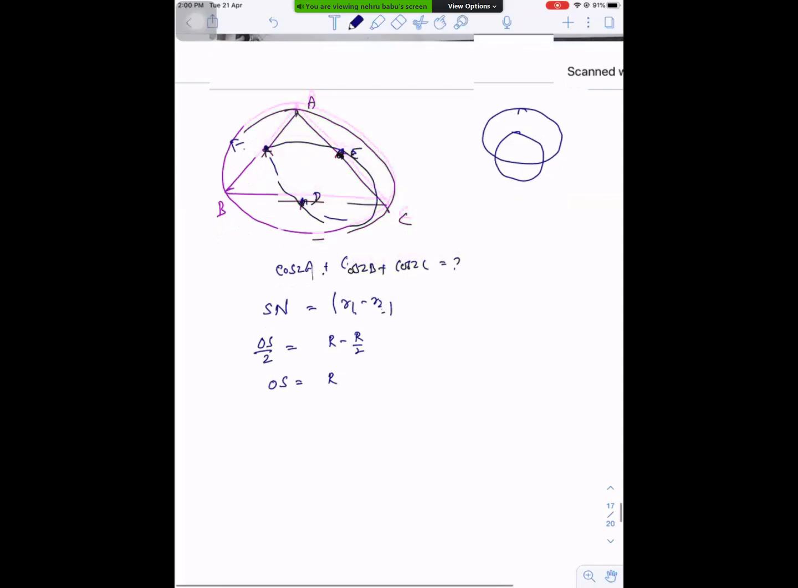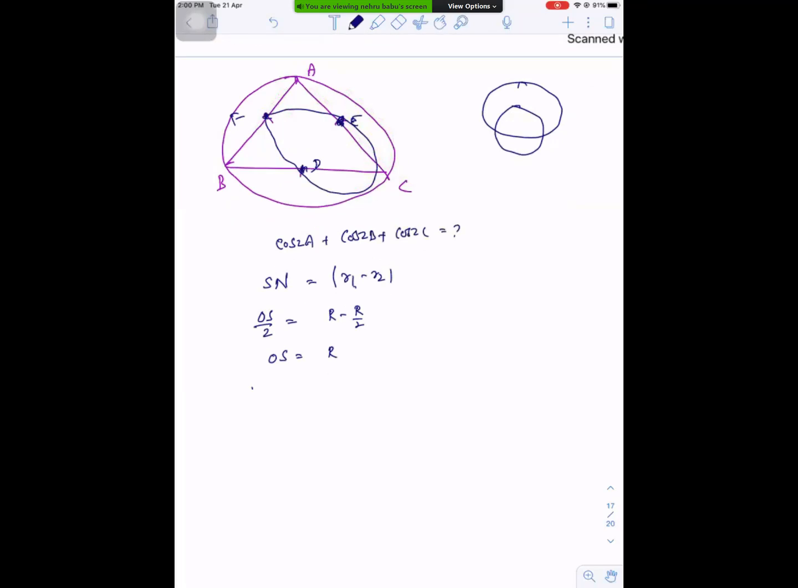So the orthocenter to circumcenter distance is exactly R. Our formula is R into the square root of 1 minus 8 cos A cos B cos C, equal to R in this case. So obviously cos A cos B cos C equals 0, and surely this is possible only in a right angle triangle.